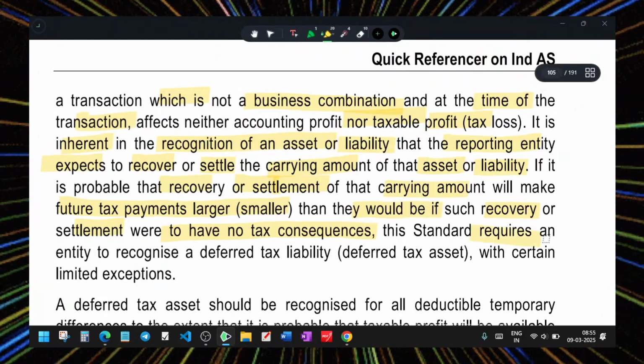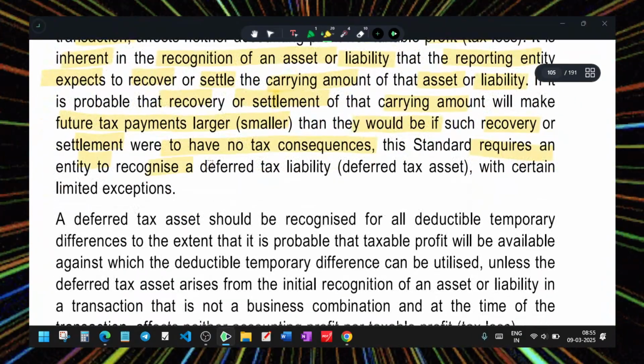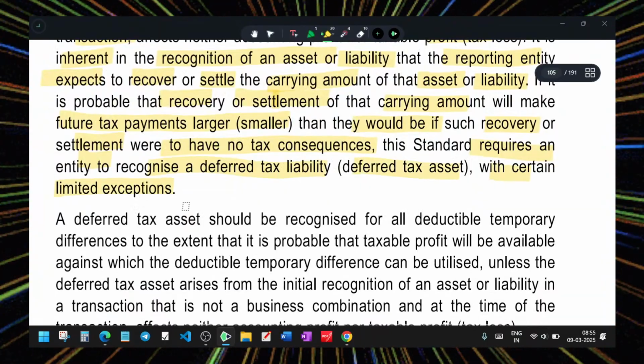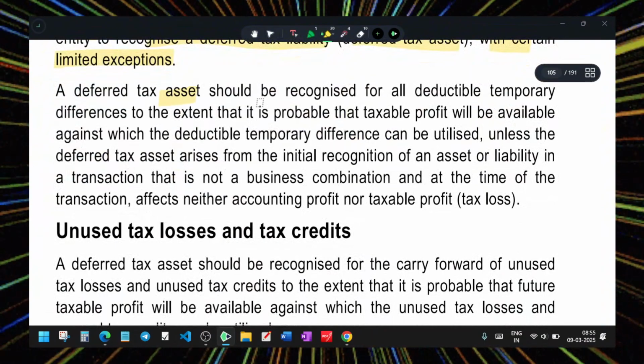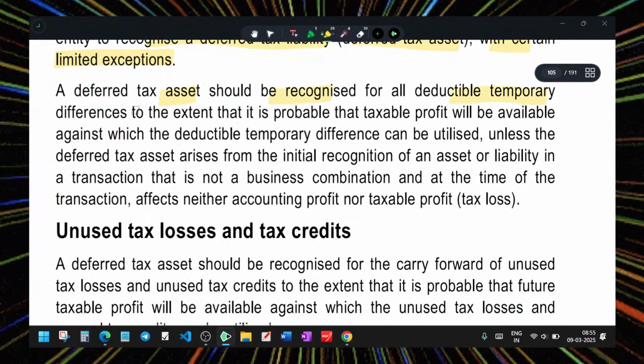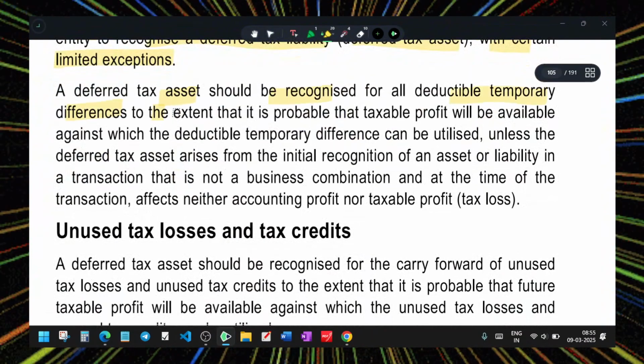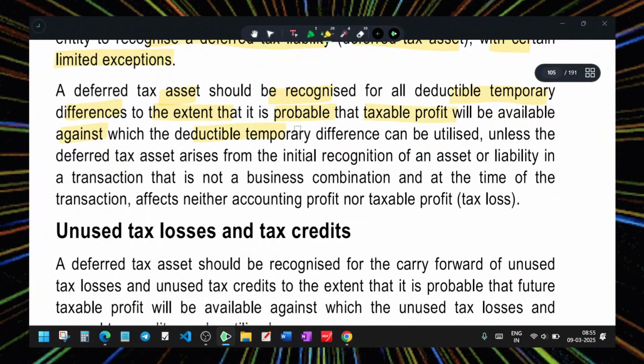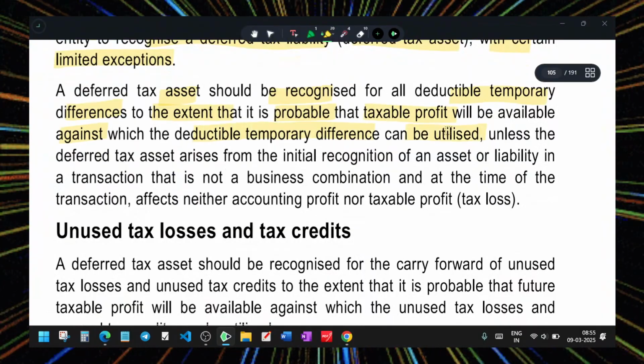The standard requires an entity to recognize a deferred tax liability or deferred tax asset with certain limited exceptions. The deferred tax asset should be recognized for all deductible temporary differences to the extent that it is probable that taxable profit will be available against which the deductible temporary difference can be utilized.